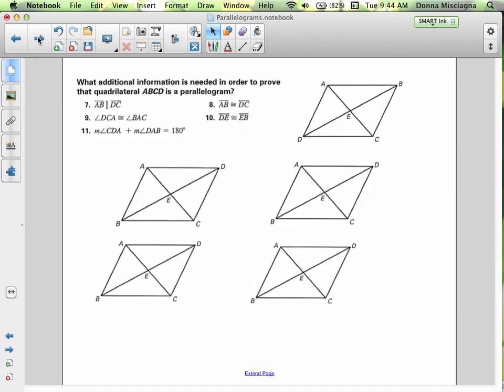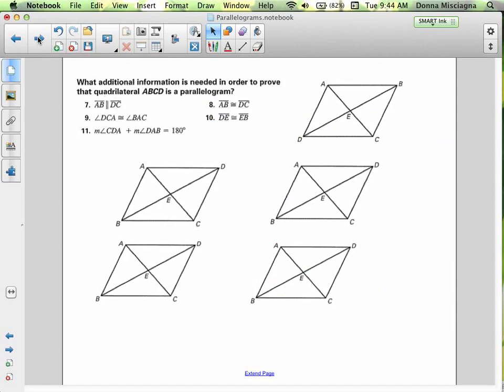All right, now let's look at this one. Now these ones, we don't have enough information on all of them. It says what additional information is needed in order to prove the quadrilateral ABCD is a parallelogram. All right, so I have it written here 5 times. I think I have this one in your notes, so that we could show the information for all 5. There's one like this. It's the last problem in your homework.